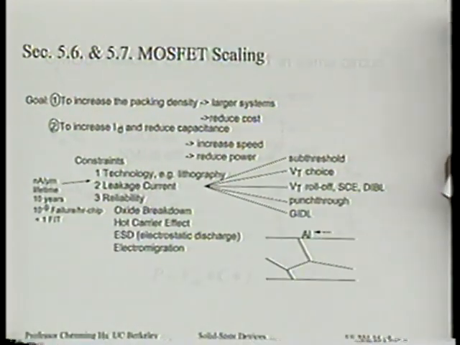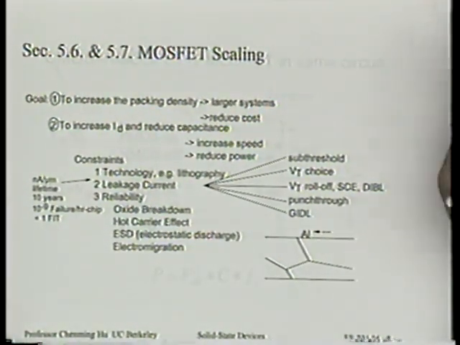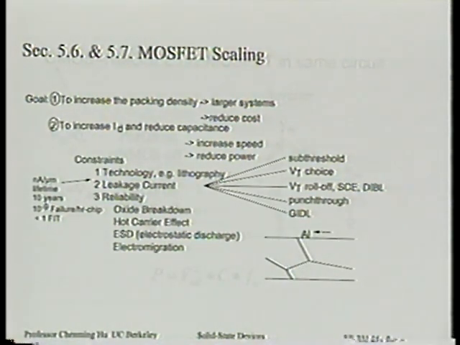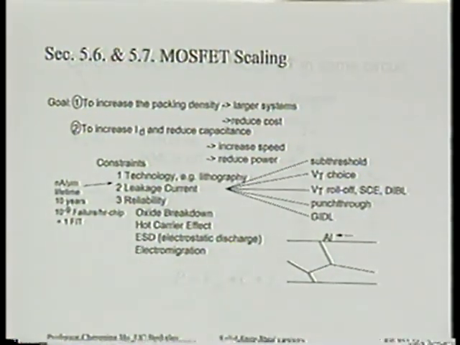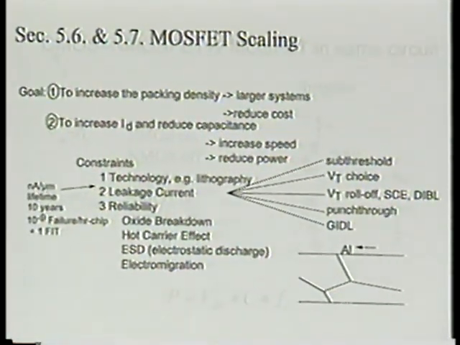The textbook called this two sections, 5.6 and 5.7. I don't remember the actual title the textbook used for these two sections, but I'll just call this group of topics MOSFET scaling, all right? In a way, it's a little bit of a summary of some of the issues about scaling we have talked about already, but let me try to put this in a way that's a little more organized, okay?